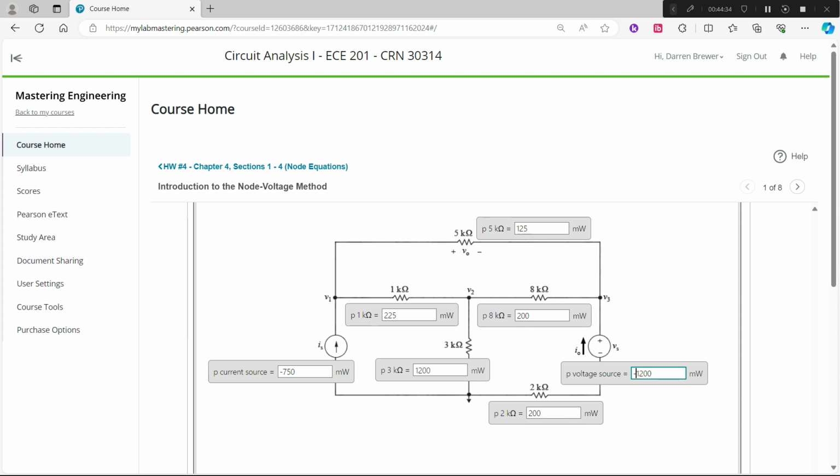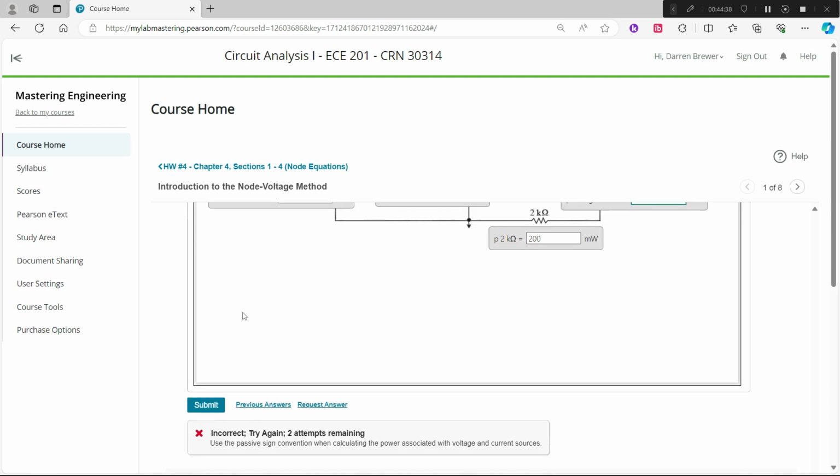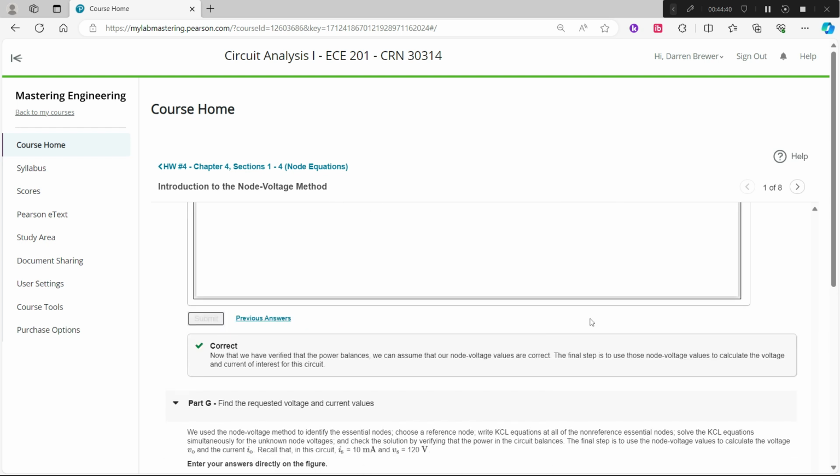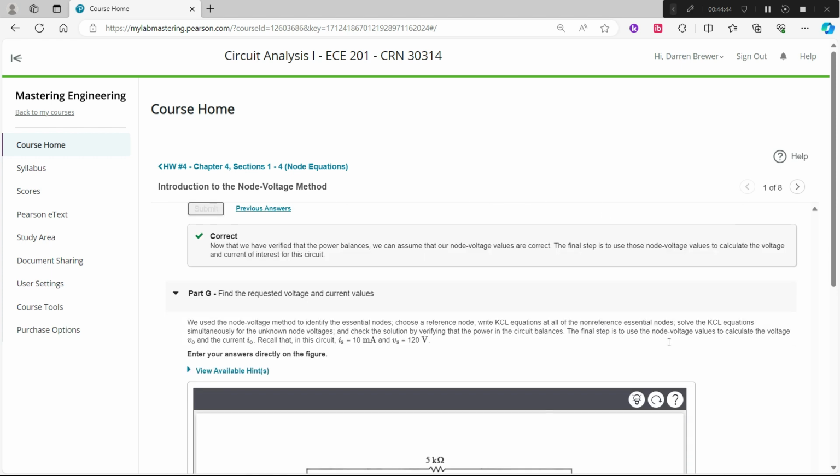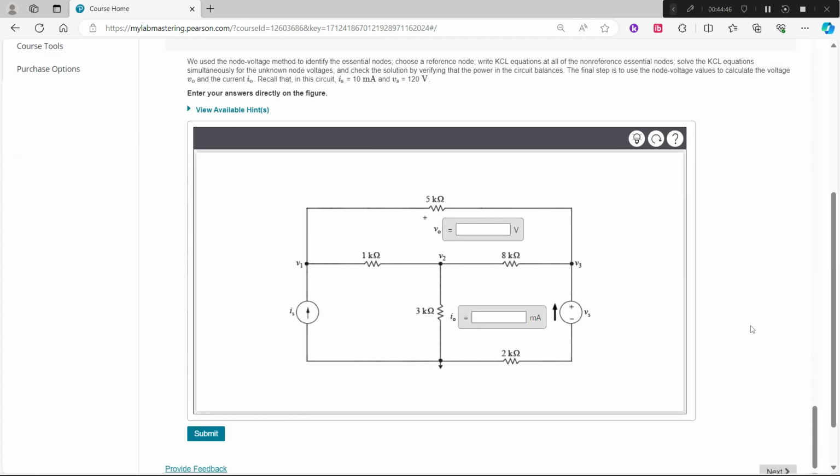Point 2. Okay, I think this is right now. Find these. The voltage. It's just the voltage drop. Positive and negative.